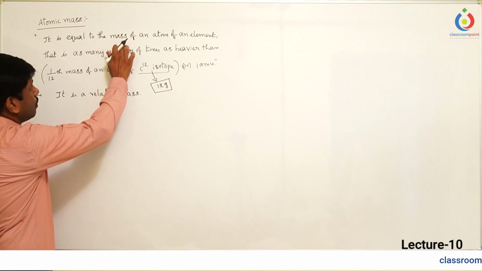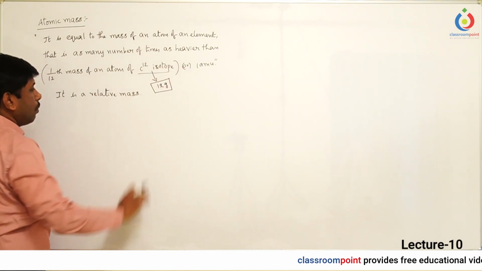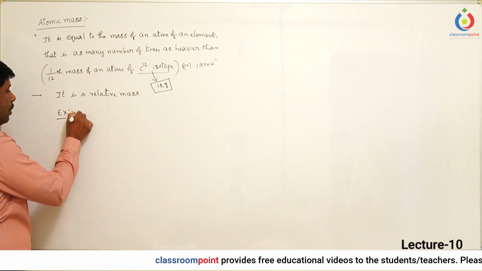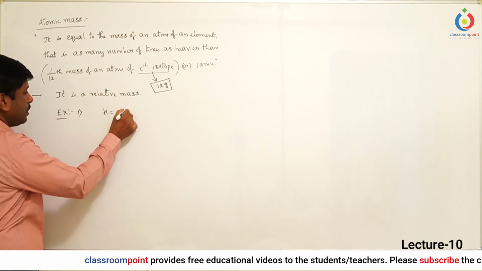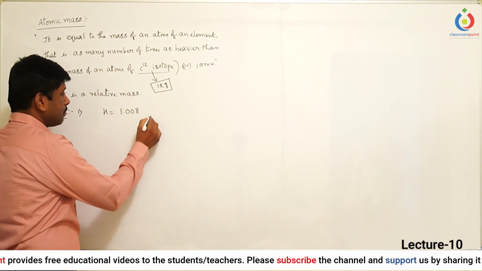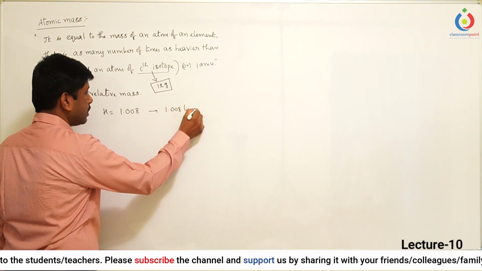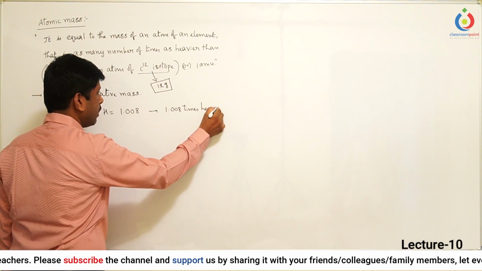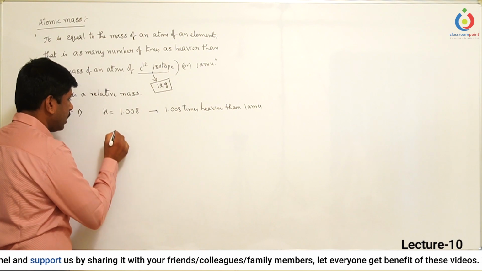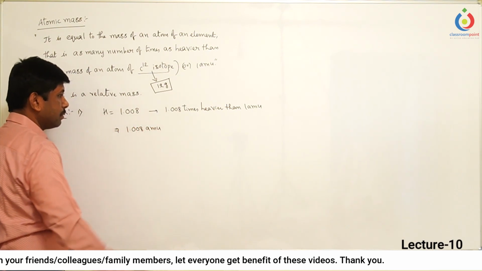So it is equal to the mass of an atom of an element as many number of times as heavier than the 1 atomic mass unit. Let us take an example here. If you study the hydrogen atomic mass as 1.008, that means hydrogen is 1.008 times heavier than 1 AMU. That's why the mass of a single hydrogen atom can be written as 1.008 AMU.